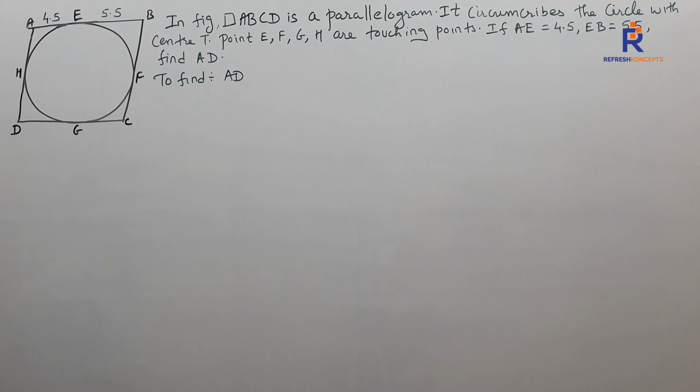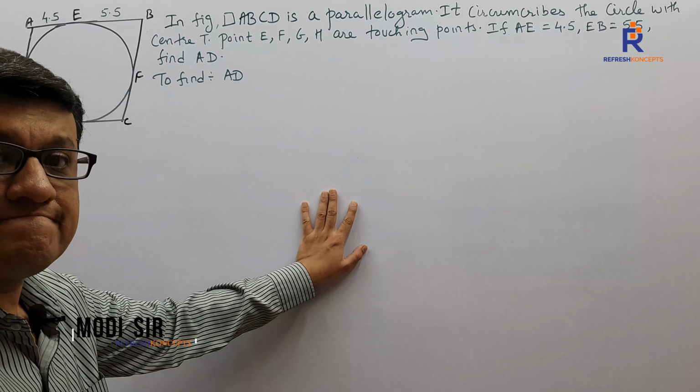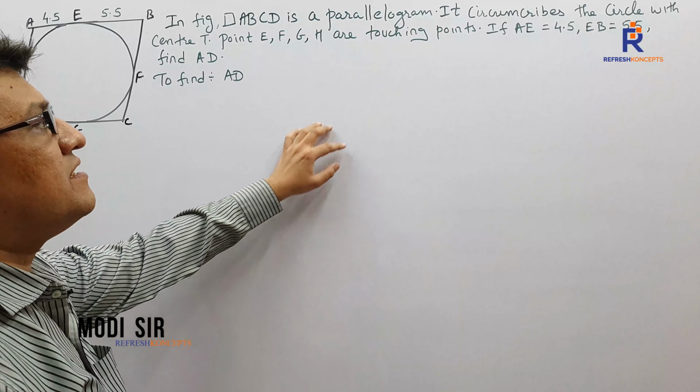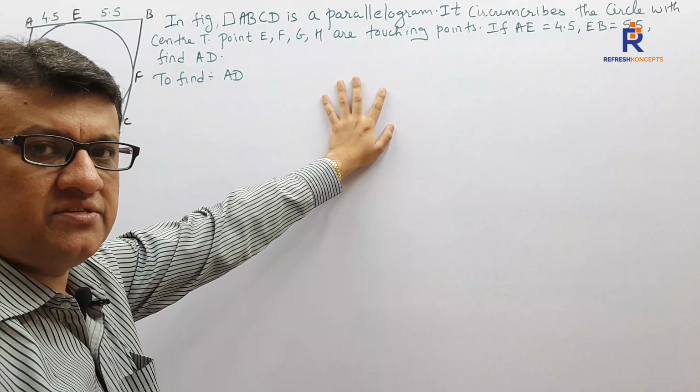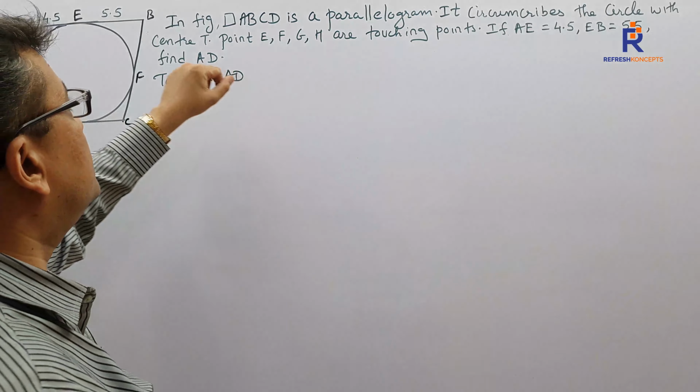Let's see one more sum. What is this sum trying to say? Again, too good. Within this particular sum, I shall give you one more.